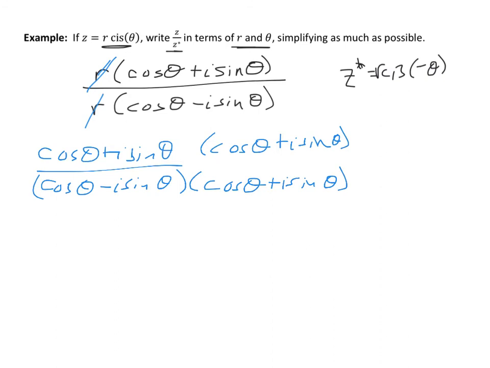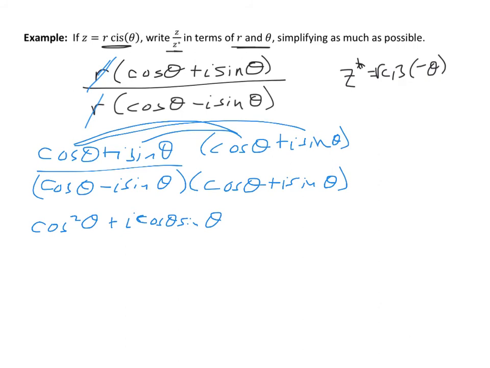Okay, so in the numerator, this is going to be a lot of stuff up here. In the numerator, I'm going to have cosine squared theta, that's cosine times cosine, and then plus this times this, so plus i cosine theta sine theta, and then there's another one of these, so plus i cosine theta sine theta, and then finally the last term, plus i squared sine squared theta.